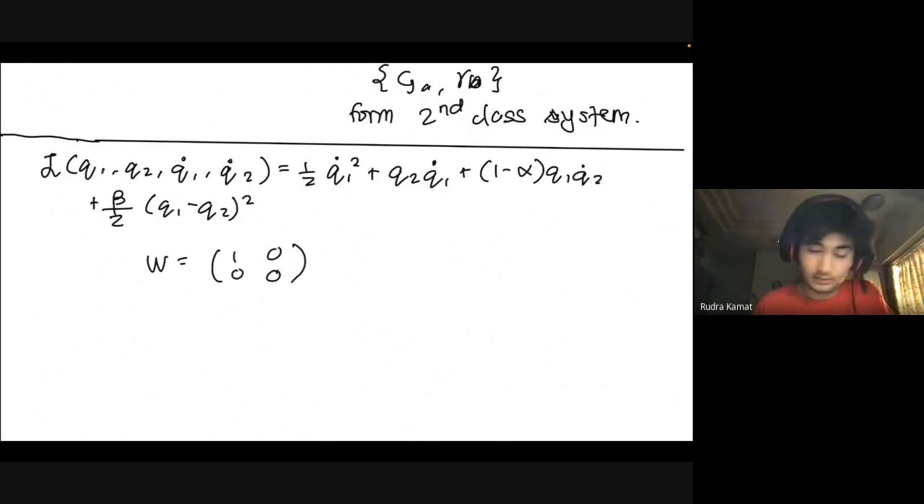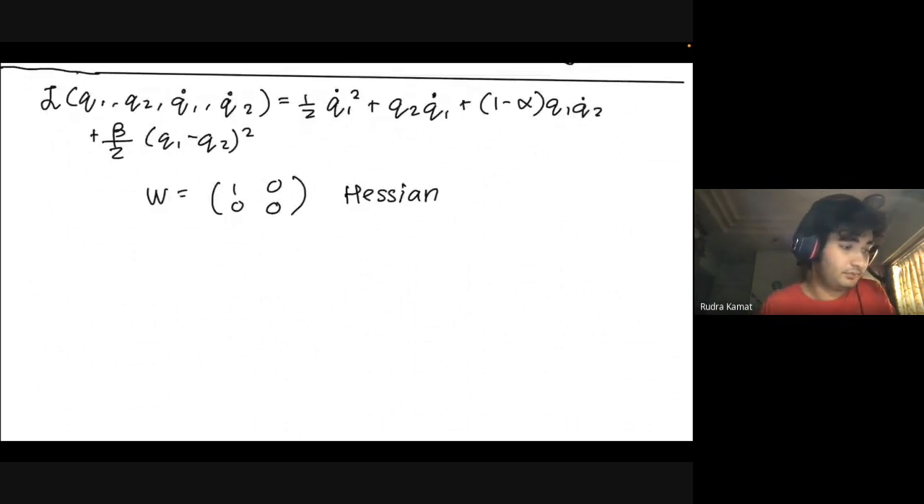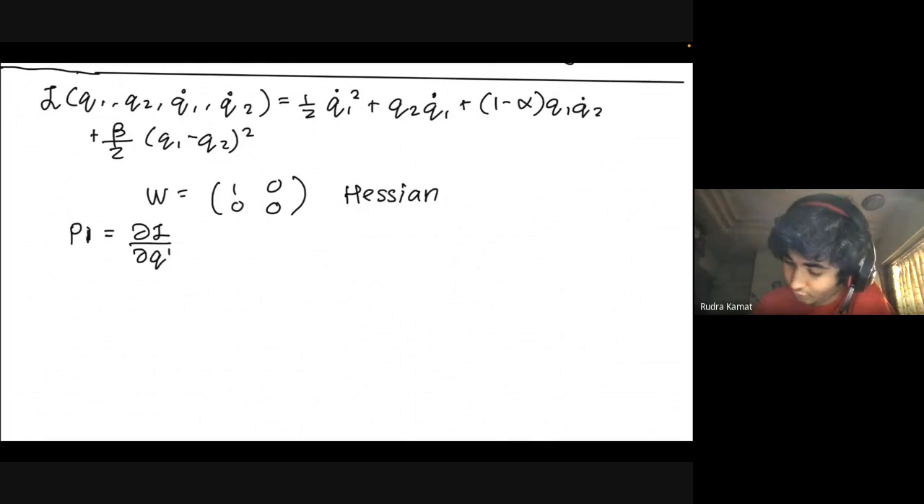So if you calculate the Hessian, which I will just quickly do here, [[1,0],[0,0]] is the Hessian, and you can easily see that the determinant of this 2 by 2 matrix is indeed 0. So it is singular. P1 can be found as partial L partial q1 dot, as q1 dot plus q2.